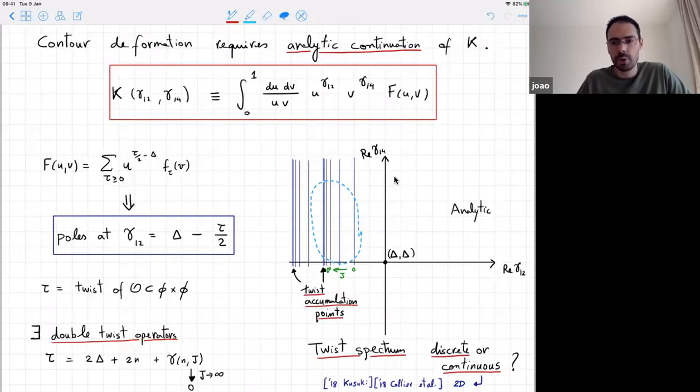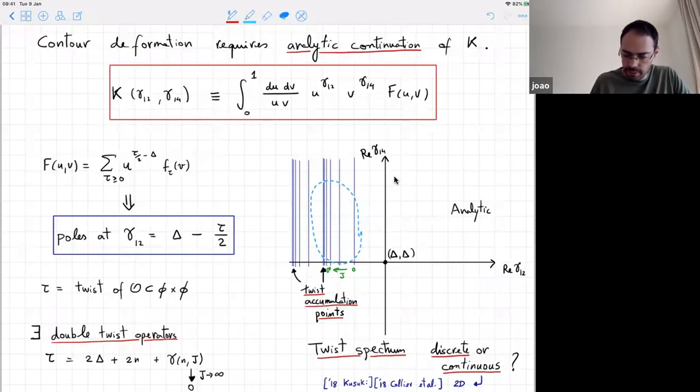But in fact, we don't even know if the twist spectrum is discrete or continuous. In 2D, we know it's continuous in 2D CFTs. So this is work from 2 years ago. They showed that this is continuous. So in that case, you will actually have a cut of singularities. Okay? In higher D, well, we don't know. I would expect it to be discrete, but really we don't have a very strong argument for that. Okay, so this is the expectation.